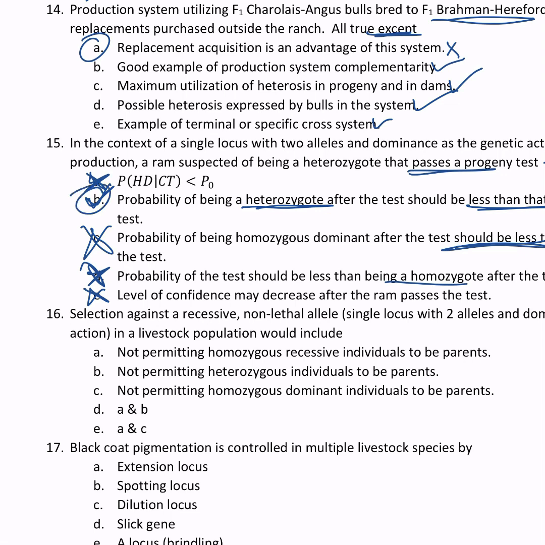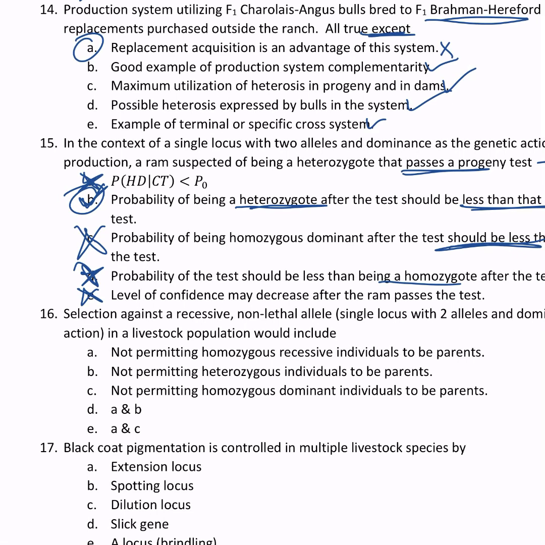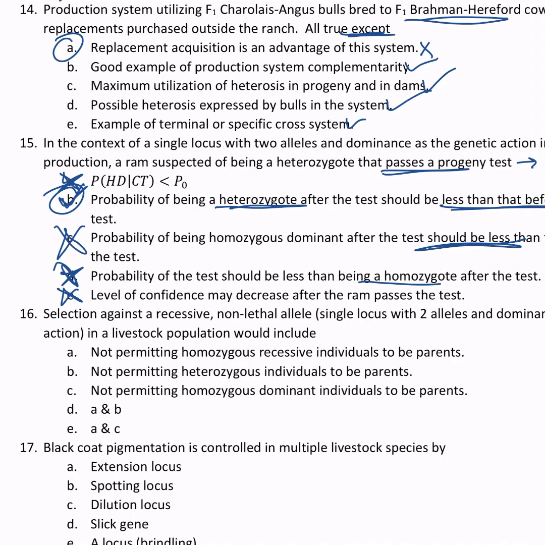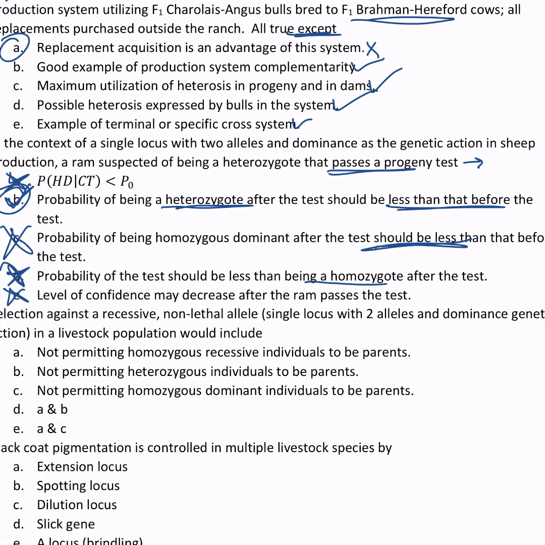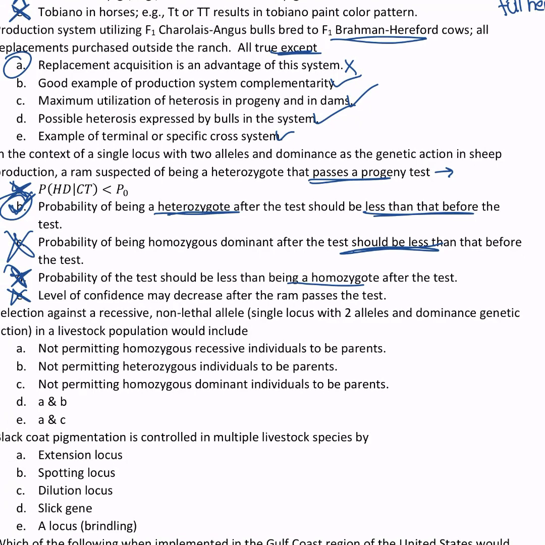So the correct answer choice here is probability of being heterozygous after the test should be less than that before the test, because his probability of being homozygous dominant will increase, meaning that his probability of being heterozygous must decrease.